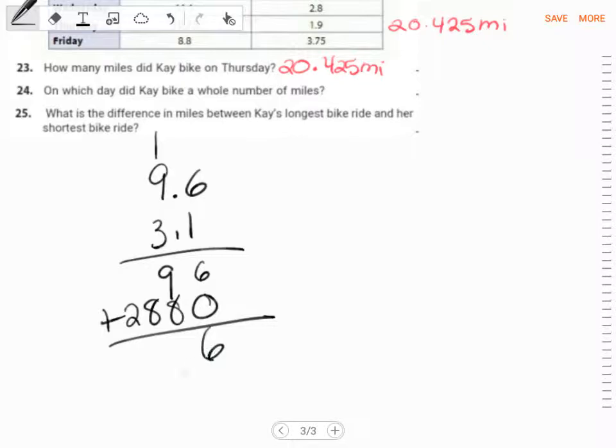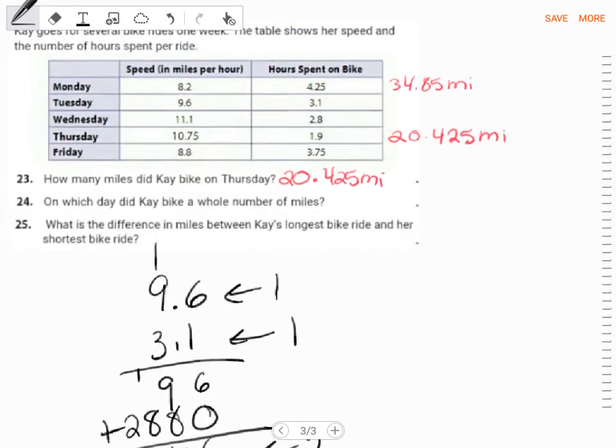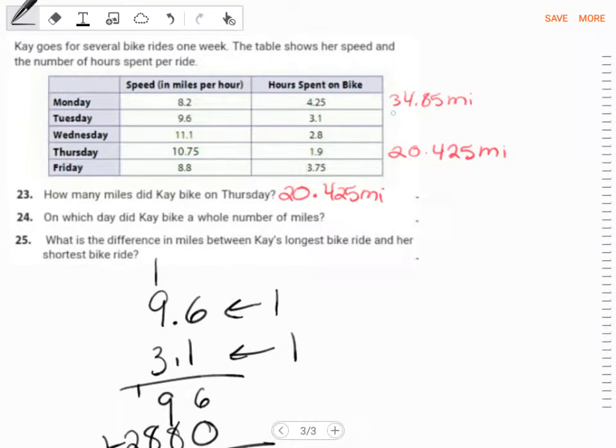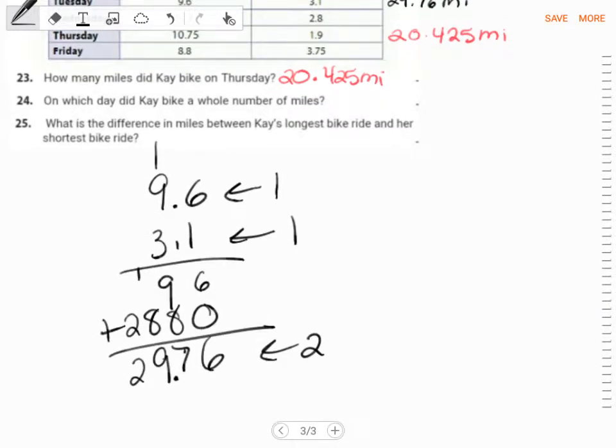So add these. 6 plus nothing is 6. 9 plus 8 is going to give me 17. Get 9 and 2. Okay, so here notice we've got 2 decimal places. Oh, no, I'm lying. 1 decimal place. Here we've got 1 decimal place. So down here we should be thinking of 2 decimal places. Count from the end. 1, 2. So we have 29.76 for this one. I'm going to do a different color. 29.76 miles. All right, we're getting there.